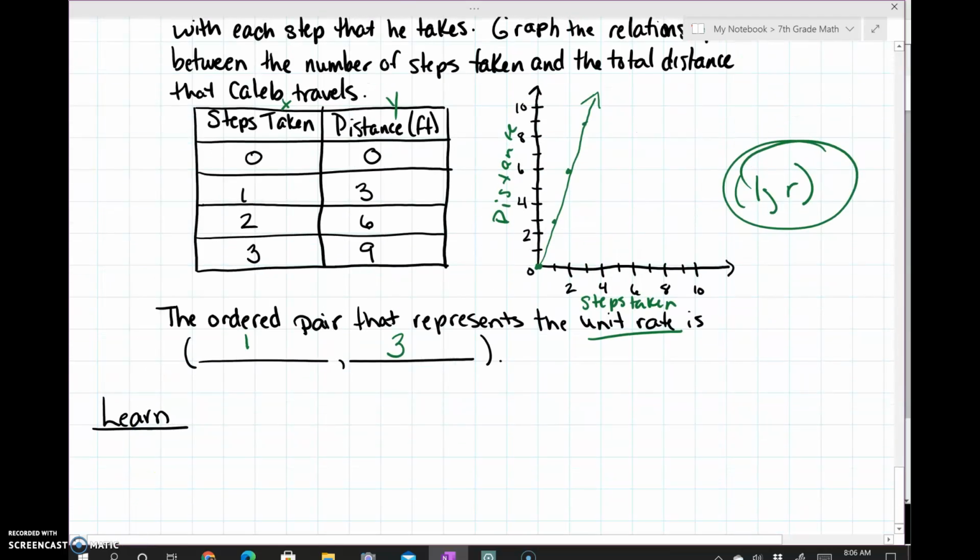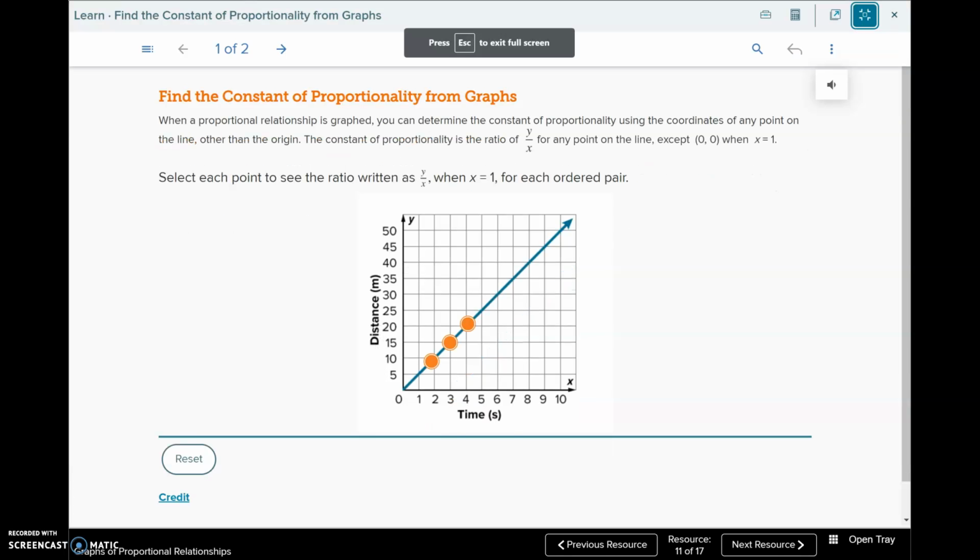All right, so let's switch over here and open full screen. So we're going to find the constant of proportionality from graphs. When a proportional relationship is graphed, you can determine the constant of proportionality by using the coordinates of any point on the line other than the origin. We can't use the origin because it's 0, 0, and there is no data there. That means nothing is going on. The constant of proportionality is the ratio of y over x for any point on the line except 0, 0, when x equals 1. So select each point to see the ratio written as y over x when x equals 1 for an ordered pair. So x equals 1 means if I go out 1, that'll always be a thing.